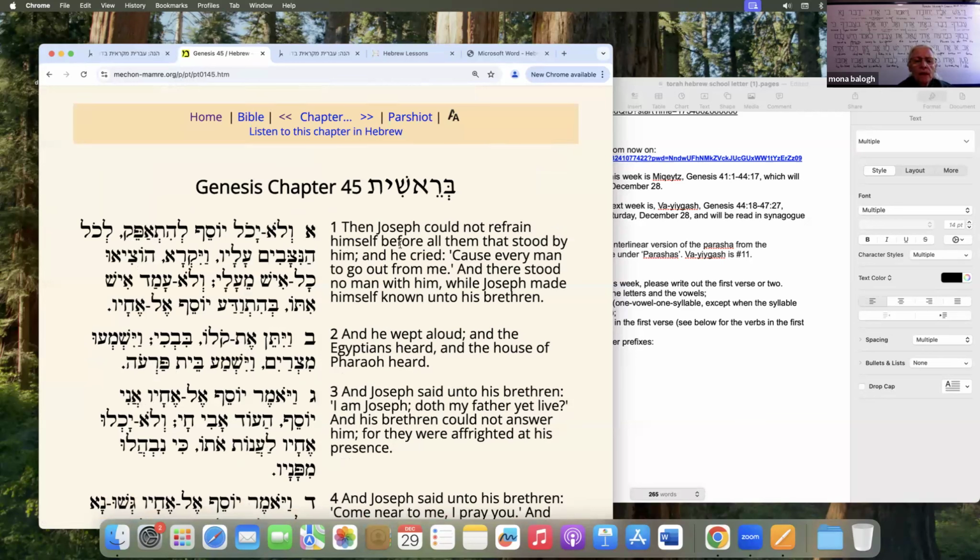They've grown. Then Joseph could not refrain himself before all them that stood by him, and he cried, cause every man to go out from me. Remember, Joseph was speaking Egyptian through an interpreter, pretending that he didn't understand Hebrew. He had to go through with this charade to see what his brothers were like and how far they'd come in their evolution.